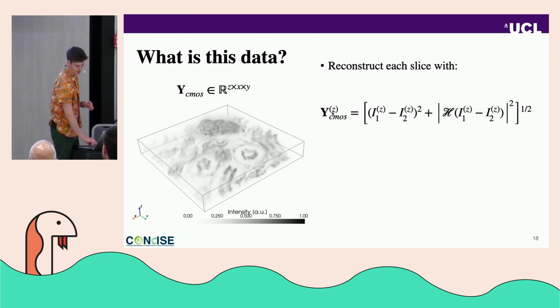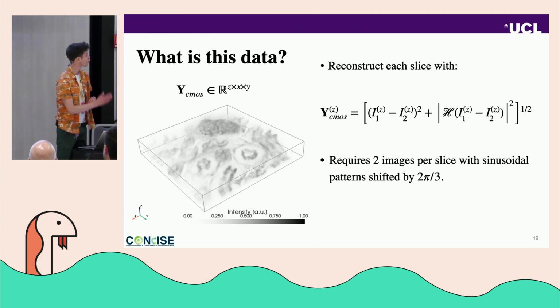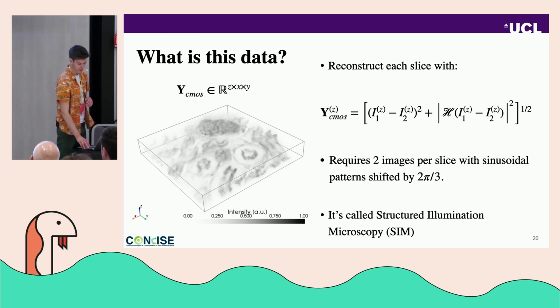And the way to reconstruct is something like this. So for each slice Z, you acquire two images with a different shift of the sinusoids by 2 pi by 3. And then you apply this formula, which includes a Hilbert transform, and you get your slice. This is quite fast. You just have to wait to get enough photons from your sample, and that's it. So the time of the reconstruction is actually nothing. And this is how we get this first tensor, Y CMOS.